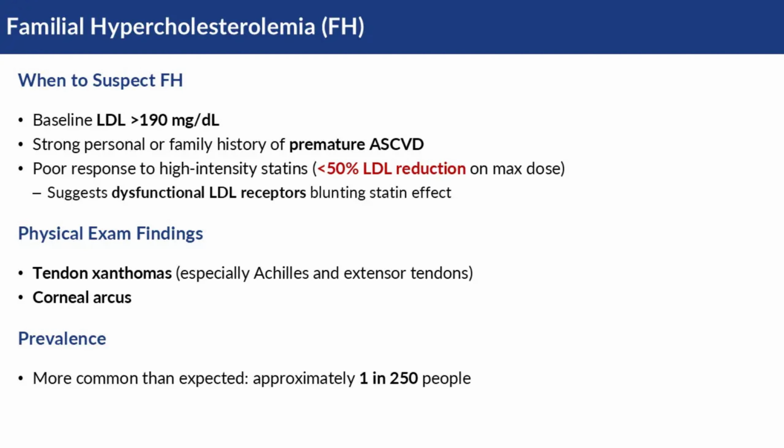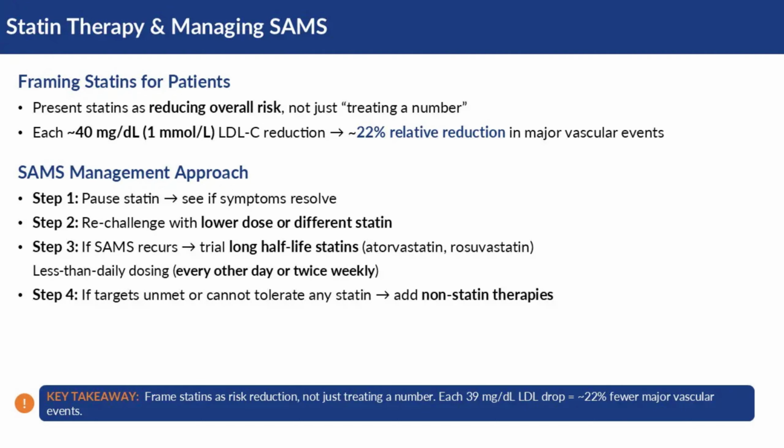A poor response to maximal statin therapy, defined as less than a 50% reduction in LDL-C on the maximally tolerated dose, suggests dysfunctional LDL receptors, which can blunt the medication's effect. Physical examination might reveal telltale signs, such as tendon xanthomas, especially in the Achilles or extensor tendons, and corneal arcus. Finally, statin should be presented to patients as a means of reducing overall risk, rather than simply treating a numerical value. Research indicates that each 39 milligrams per deciliter, or 1 millimole per liter, reduction in LDL-C can lead to about a 22% relative reduction in major vascular events.